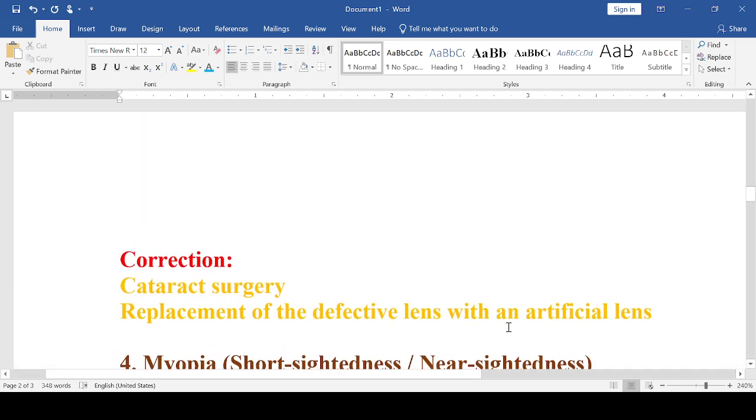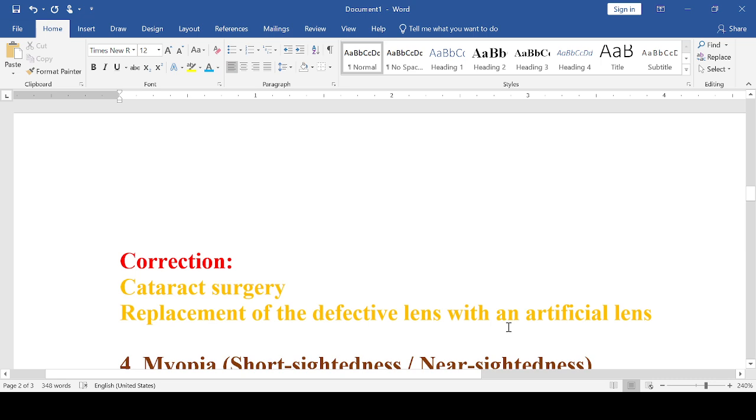So how am I going to correct it? Cataract surgery does the replacement of the defective lens with an artificial lens. We are going to replace the defective lens with an artificial lens.